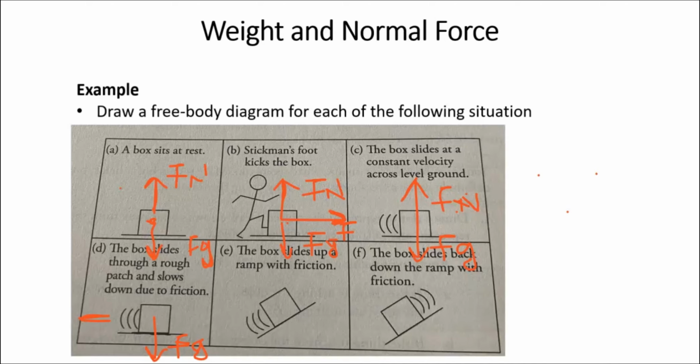Then the normal force will still be perpendicular because the object stays flat. It's not an inclined surface. This is the normal force, Fn. But now, instead of calling the force the applied force, we'll call it the force of friction because it's a rough surface, so there's friction.